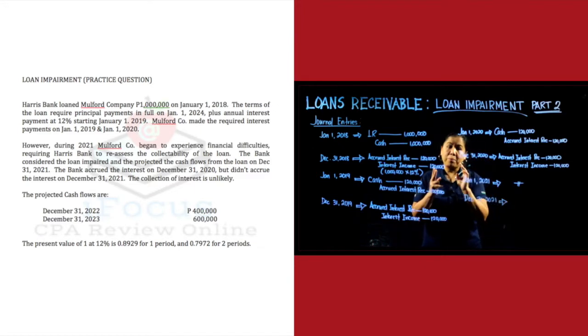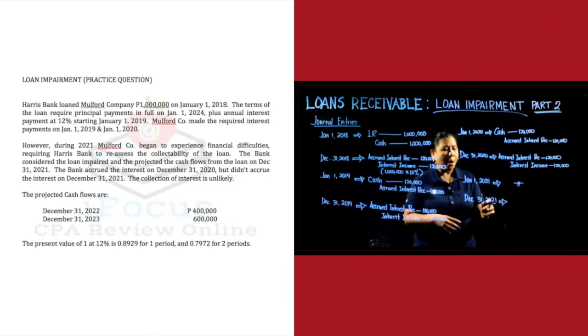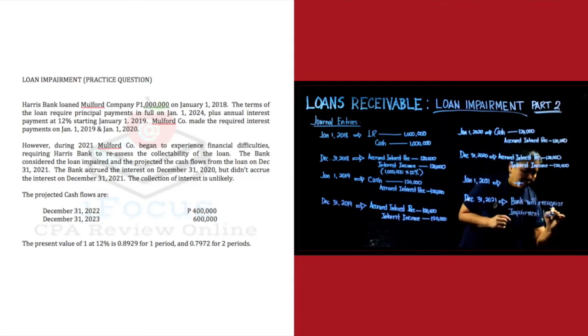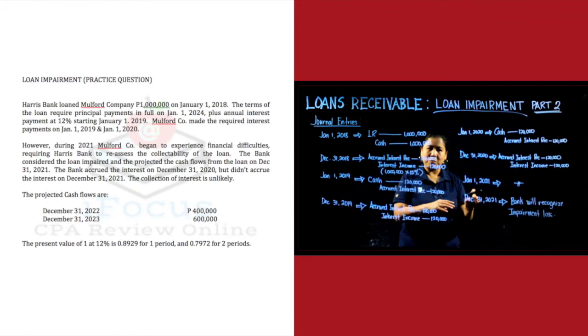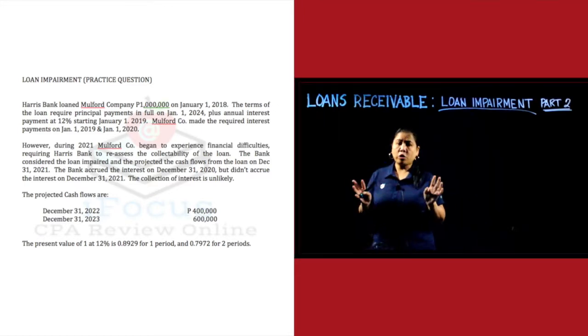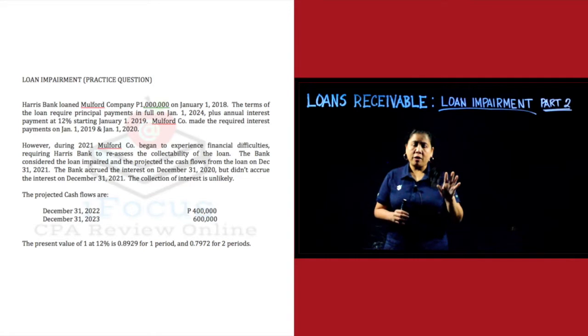So, nung mag-prepare na siya ng kanyang financial statements sa December 31st, 2021, this is the time na magre-recognize siya ng impairment loss. So, December 31st, 2021, magre-recognize na ngayon si Harris Bank ng kanyang impairment loss. Alright? So, paano natin gagawin yan? Ganito po yan. I-compute muna natin kung magkano ang impairment loss na i-recognize ni Harris Bank.